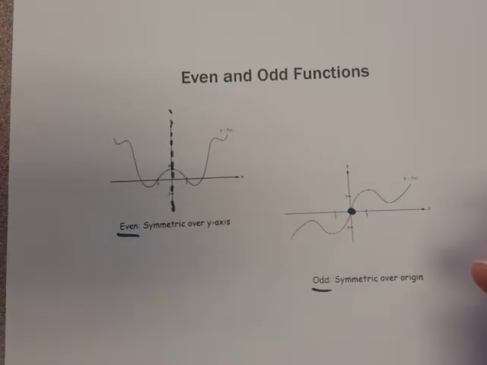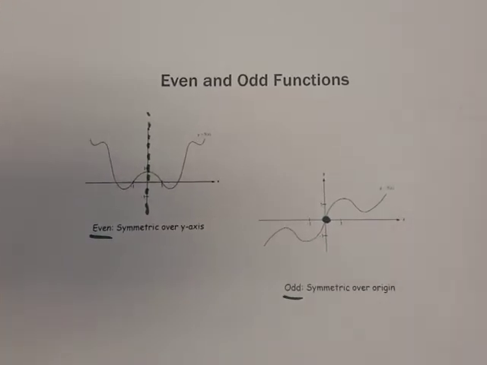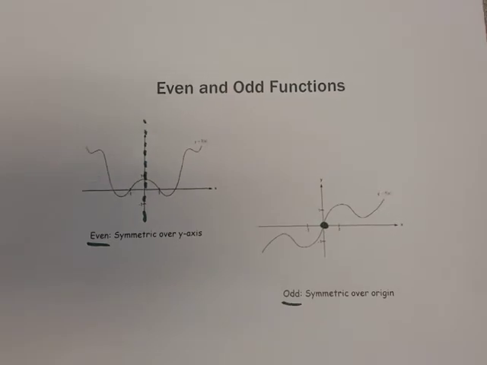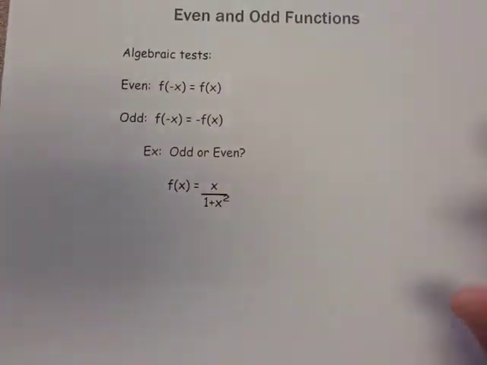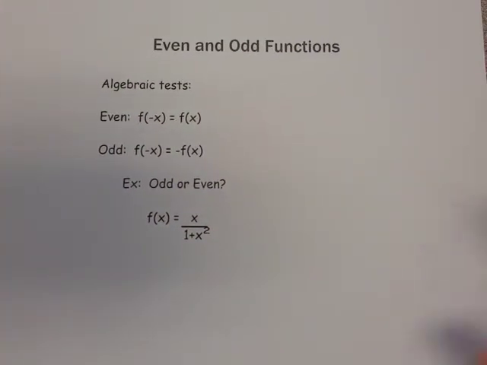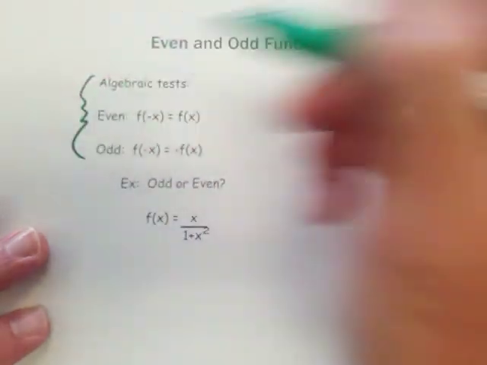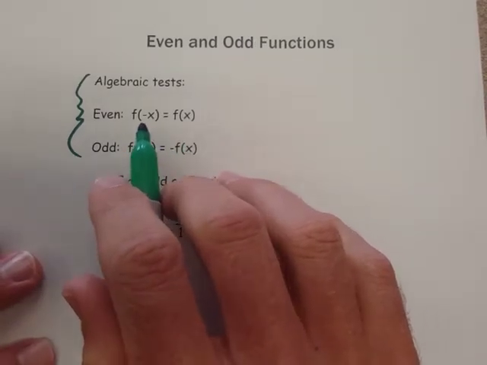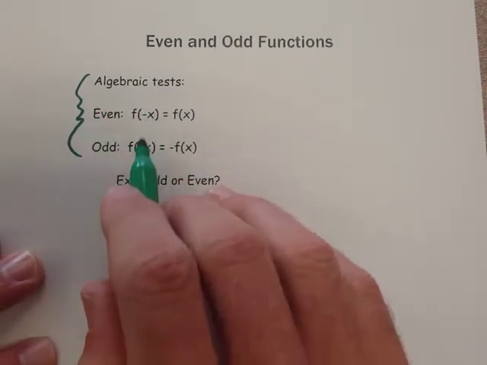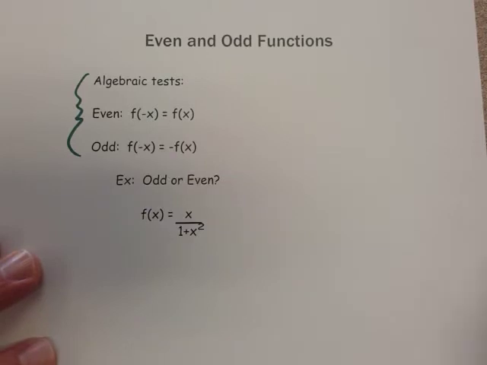Now, in order to actually show that a function is even or odd, we have to use the algebraic tests instead. We have to use those as a way to start, and the graphs are going to be more informal in this case. So these are the algebraic tests for even and odd. I would recommend that you write that down somewhere. We're going to take whatever function it is, and we're going to plug in a negative x and see what comes out.